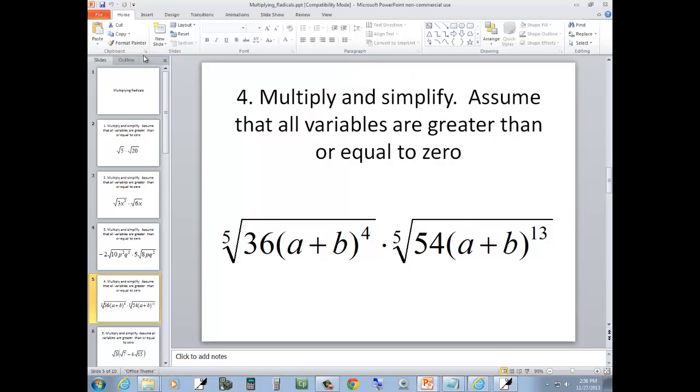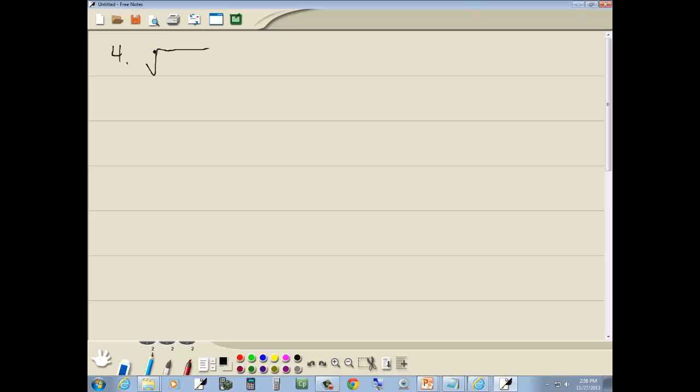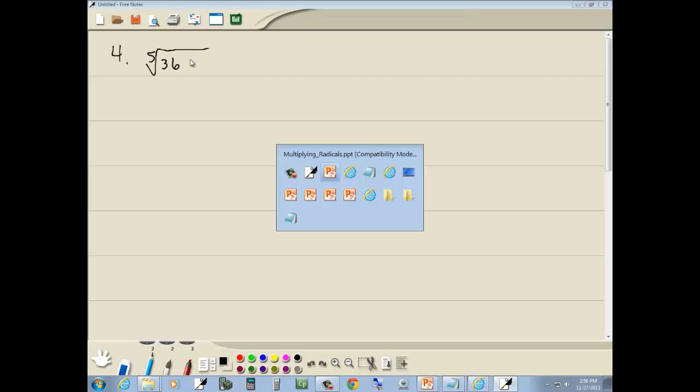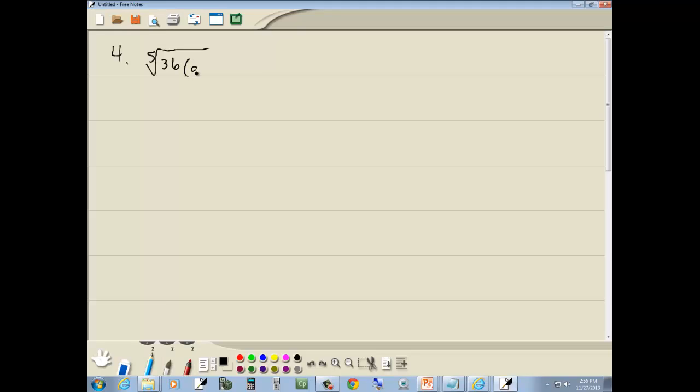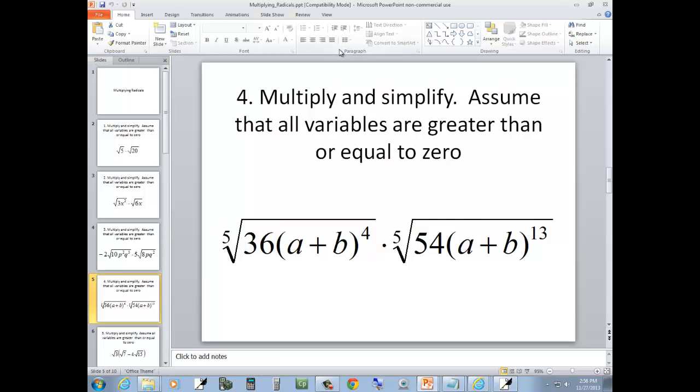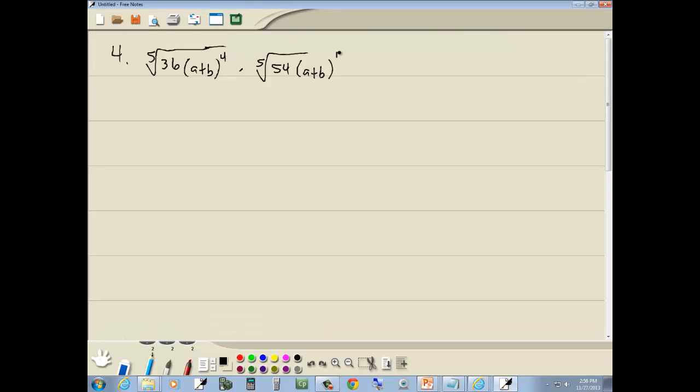Let's see. 4. We got the 5th root of 36, a plus b to the 4th, times the 5th root of 54, a plus b to the 13th. I like this problem because it demonstrates you don't have to have just numbers or x's or y's. You can have anything to a power.